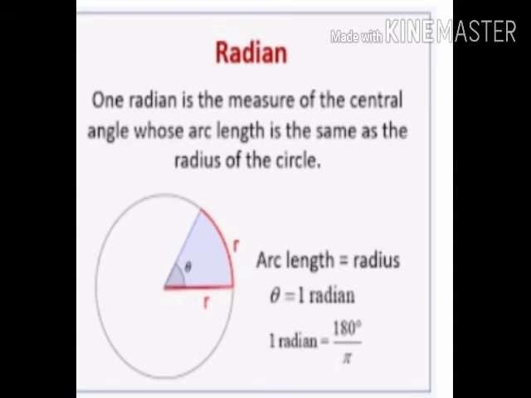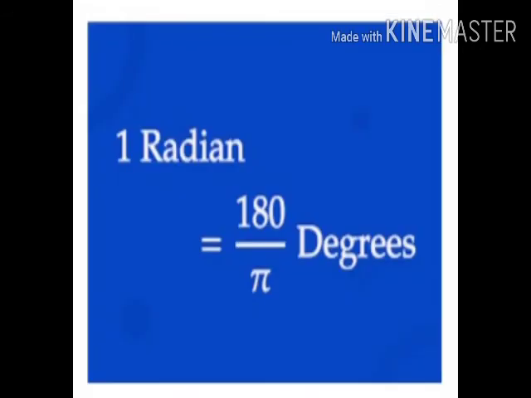So we can define 1 radian as the measure of the central angle. Central angle means the angle made with the center. The central angle whose arc length is the same as the radius of the circle, in this case the angle is called 1 radian. And see the result, 1 radian is obtained by 180 degree by pi. That is the result.